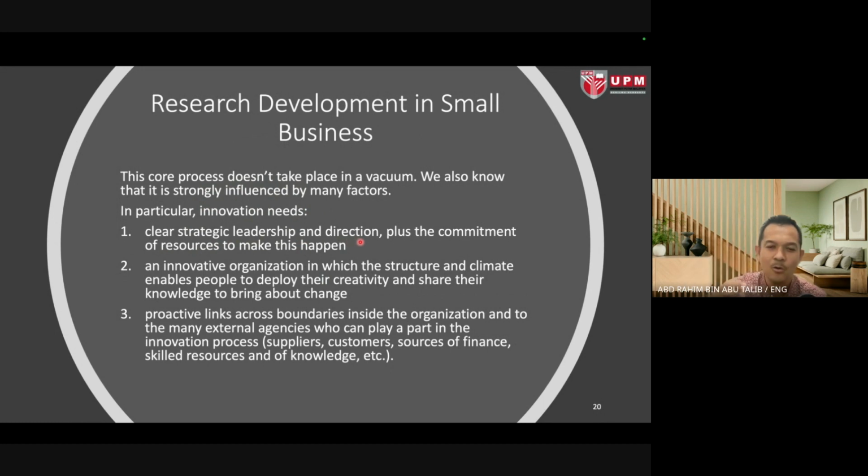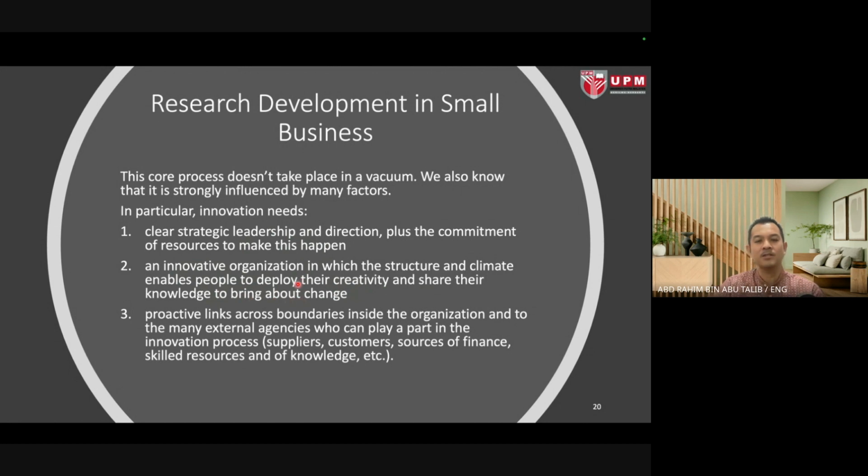So the CEO, the managing director, the vice chancellor, the boss must have focused direction, right? Commitment of resources. They have to not just say it by word of mouth, but they don't provide resources, people, money, okay, infrastructure to make innovation happen. The second aspect is that innovation in organization in which the structure and climate enables people to deploy creativity and share knowledge to bring about change.